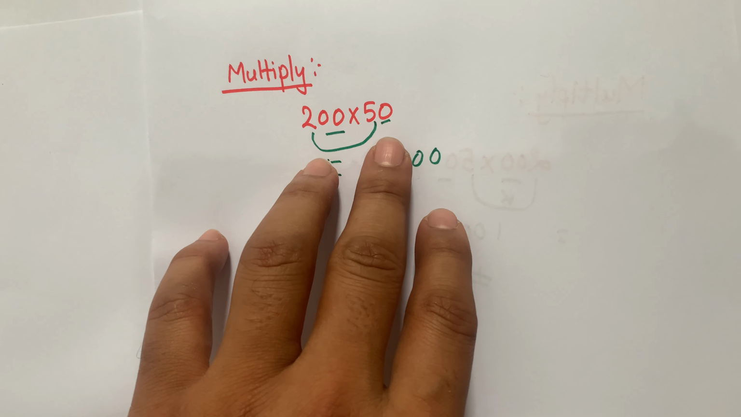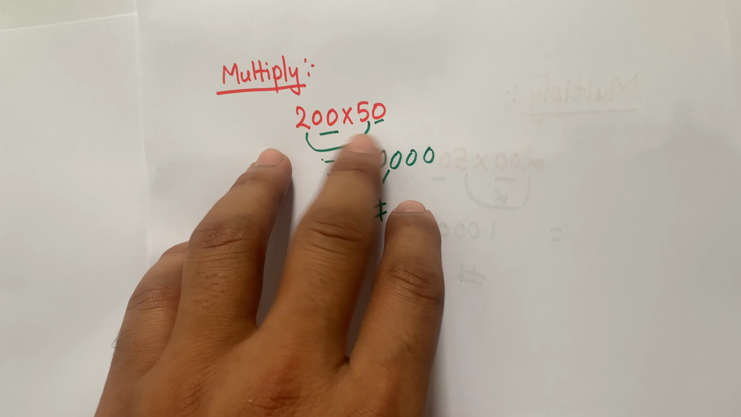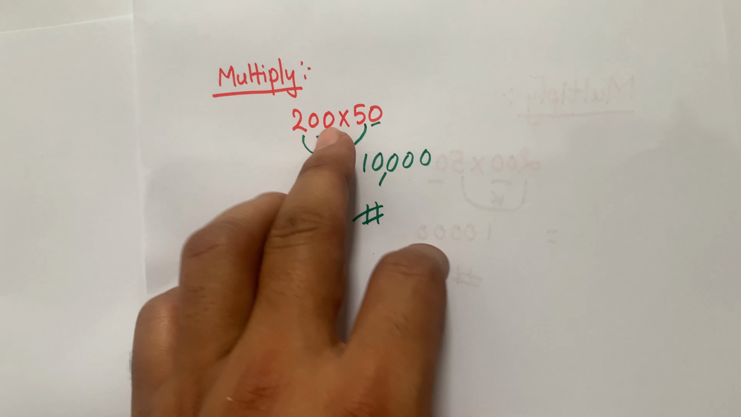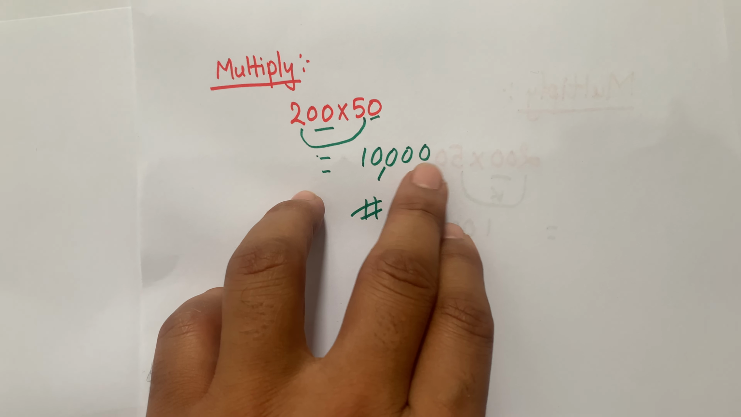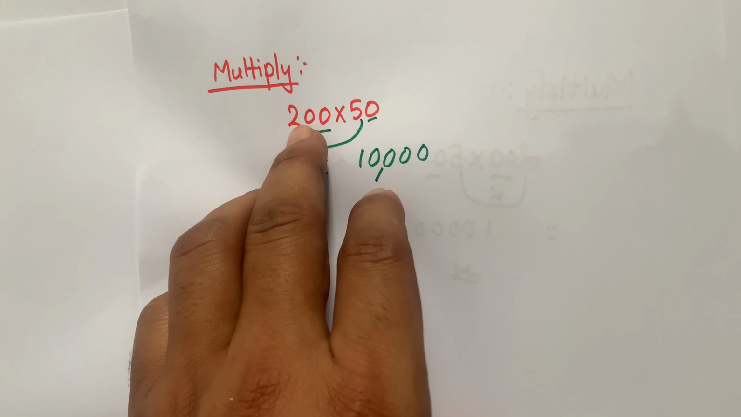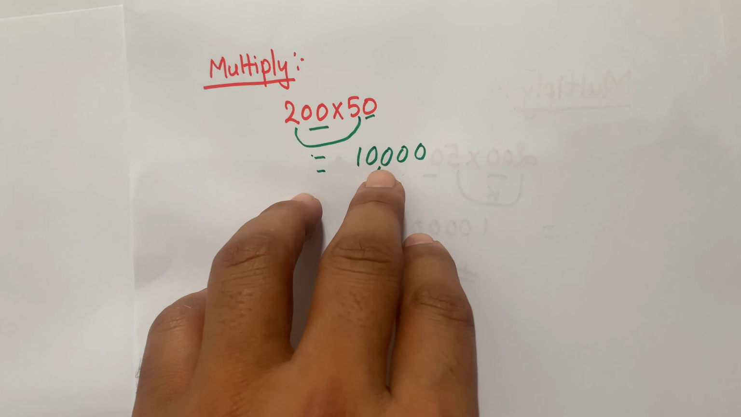Now the next question: here we have to multiply 200 into 50. First take 2 zeros from here and 1 zero from here, 3 zeros. Then multiply 2 and 5, 10, put it here, finished.